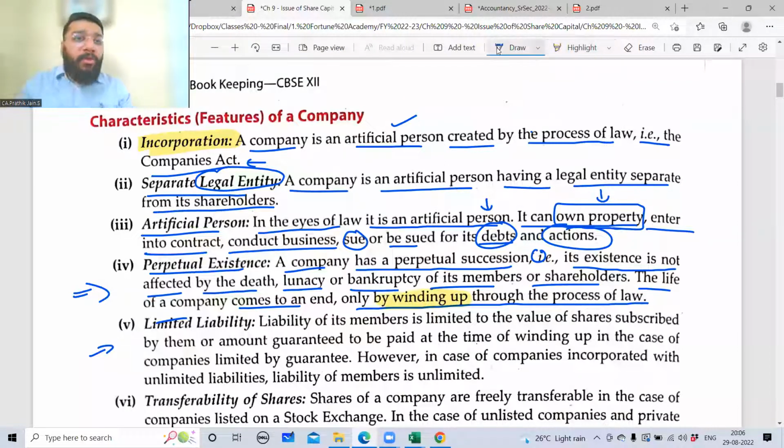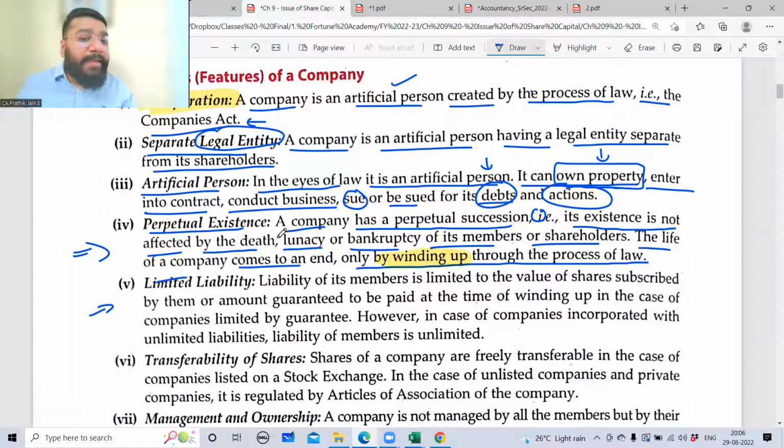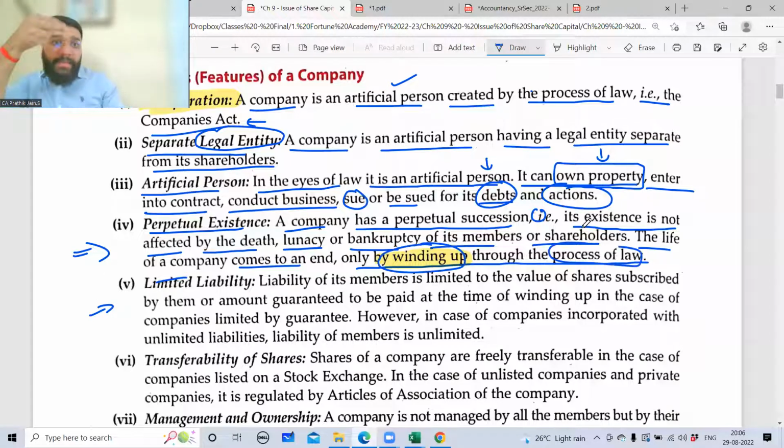About the winding up procedure, you'll be learning in detail in the higher courses like CA, CS, CMA, etc. The life of a company comes to an end, the business comes to an end, only by winding up procedure through process of law. There's a step-by-step procedure given in law. By following that, only a company can be wound up. Here, the technical word is winding up.